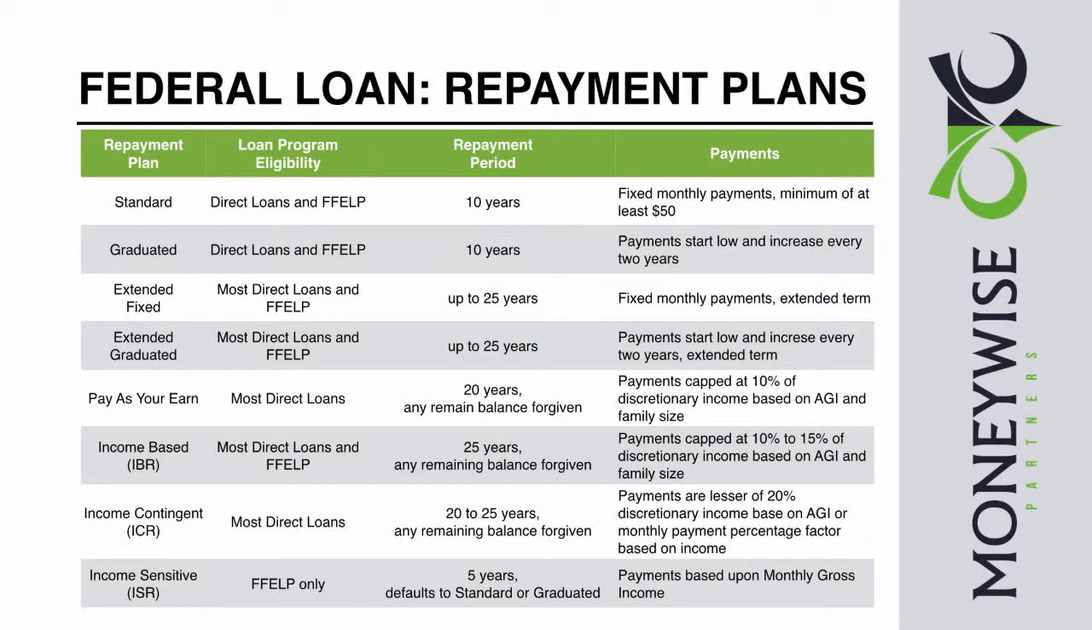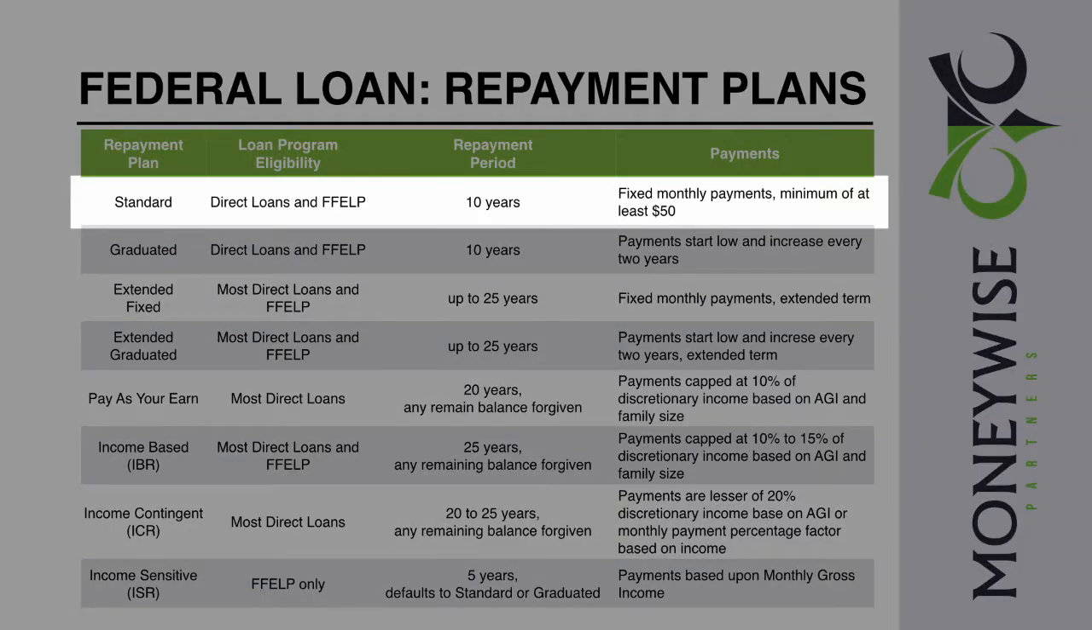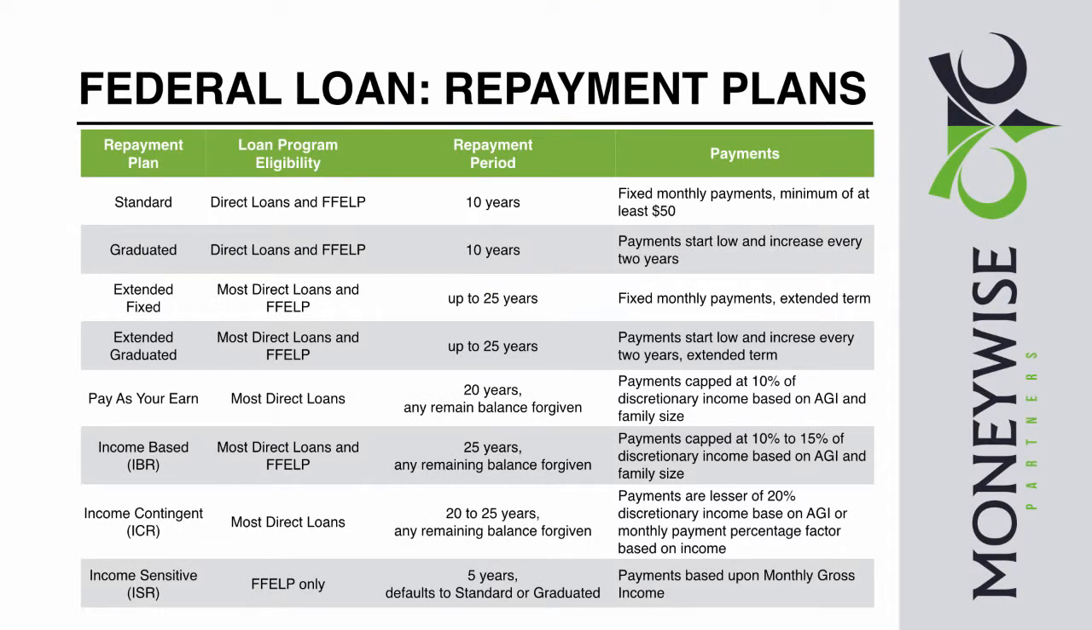Now let's take a look at some of the plans that may help you reduce your monthly payments. First, the standard plan. This is the plan that everyone is placed into immediately when your loan comes due. This plan is paid over 10 years, or 120 equal payments. If you find that the standard plan payments are too much for you to handle, then you can take a look at some other plans.